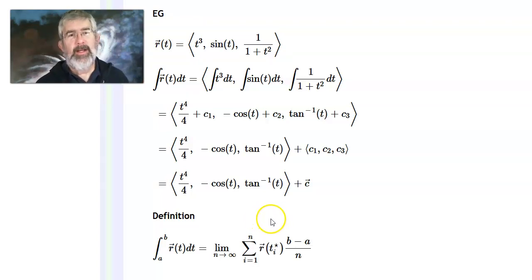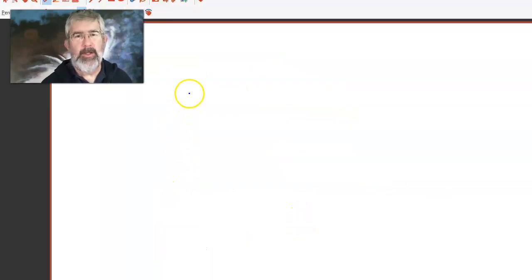Now in this case, this isn't a height function, this isn't just a number, this is a vector. But we know what it means to take a vector times a number, you're scaling it. So let's take a quick look at a picture here.